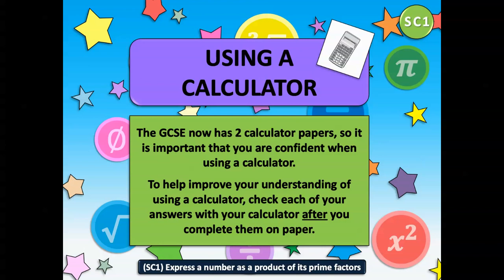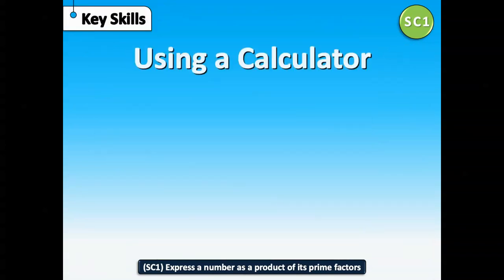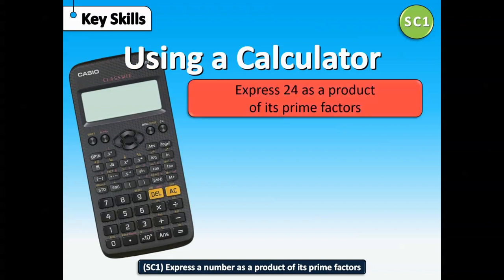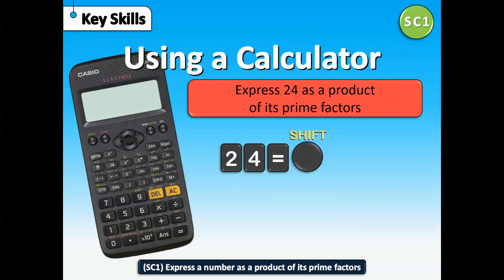We can also do this using a calculator. So if we want to express 24 as a product of its prime factors, we type in 24 into the calculator, then we press equals, then we press shift, and we press this button here, which is just below the square root button. And the calculator should put it into a product of its prime factors, which is 2 to the power of 3 times 3.